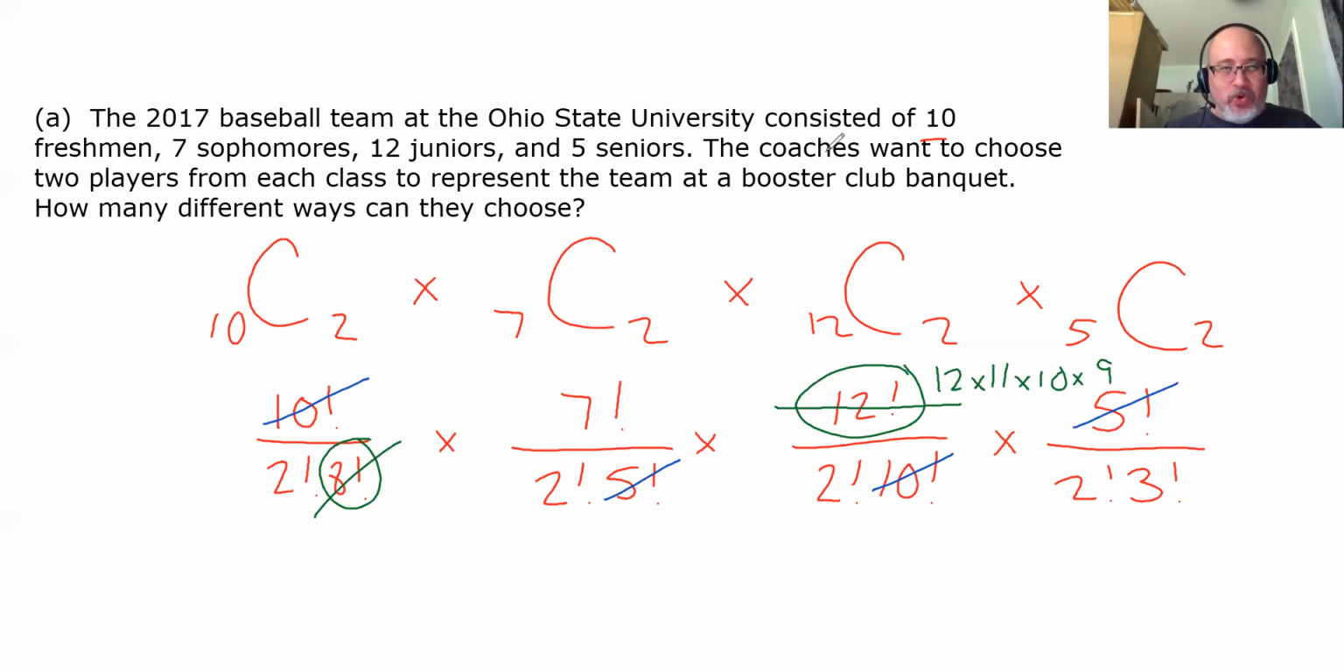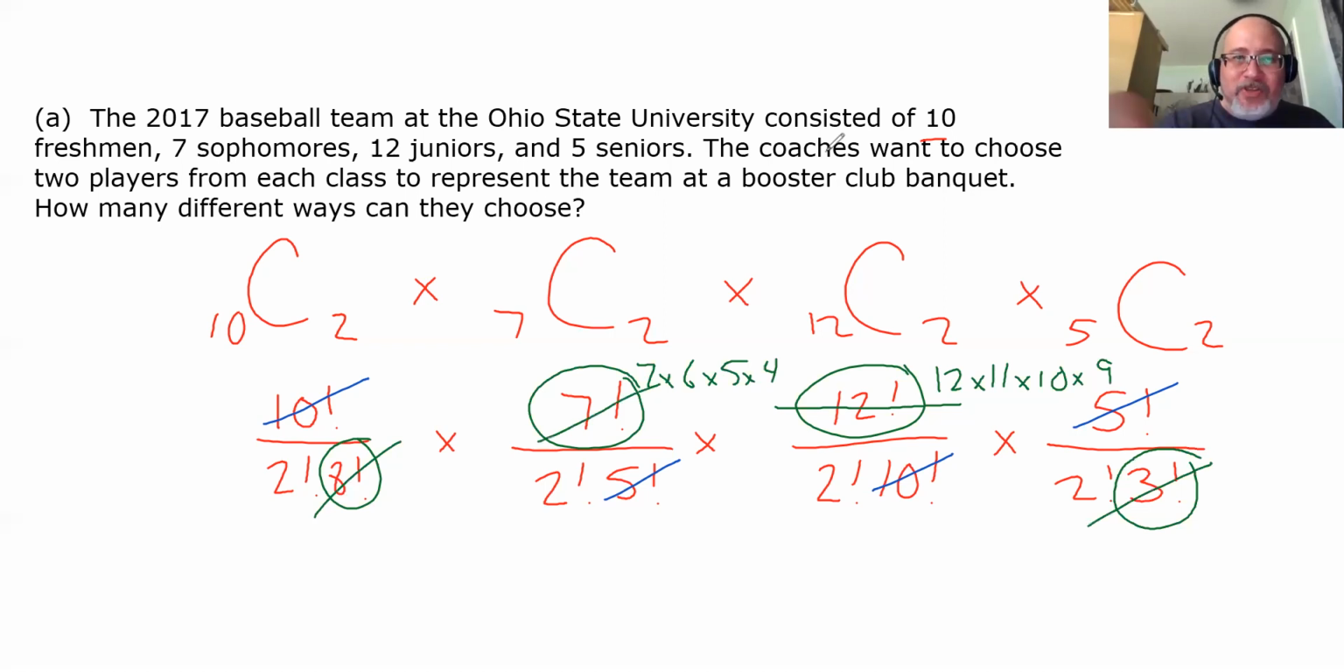The next largest factorial on the bottom is the 3 factorial, and the largest one remaining on the top is the 7 factorial. If we start spelling out the 7 factorial, 7, 6, 5, 4, we can stop at 3 because the rest will cancel with the 3 factorial. All right, now at this point, let's gather up everything that's left because it is getting kind of messy. And we'll make it all one giant fraction.